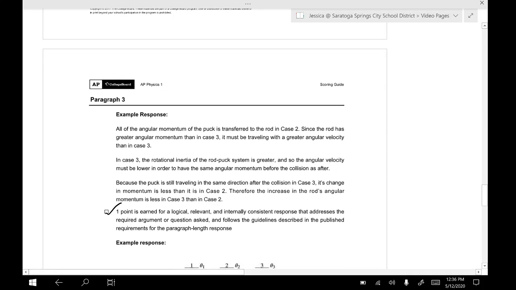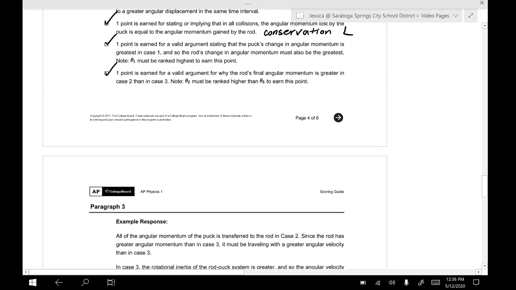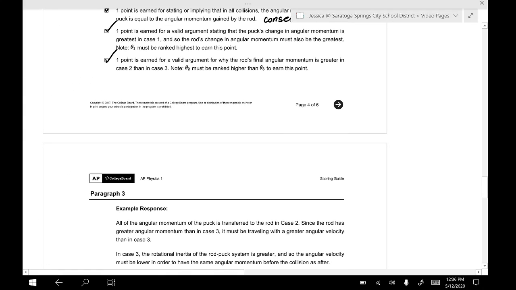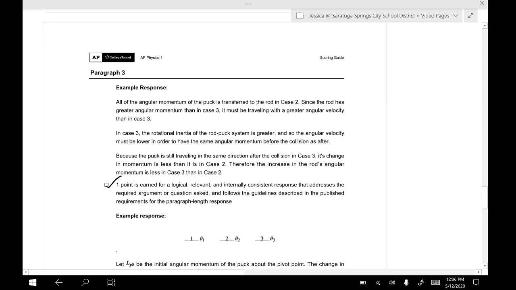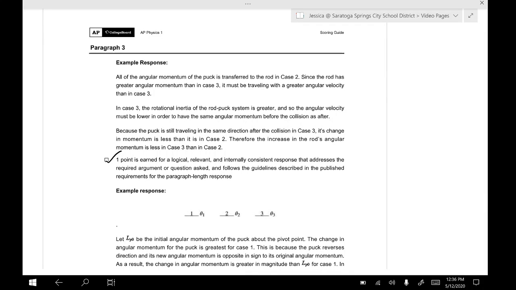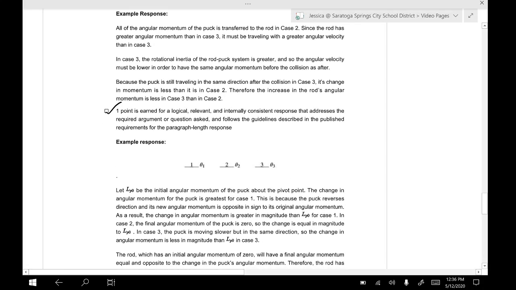So their example response is, all of the angular momentum of the puck is transferred to the rod in case 2. Since the rod has a greater angular momentum than in case 3, it must be traveling at a greater angular velocity. Oh, so that example response goes with this point up here. Okay. Or you could say because the puck is still traveling in the same direction in case 3, its change in momentum is less, therefore the increase in the rod's angular momentum is less.